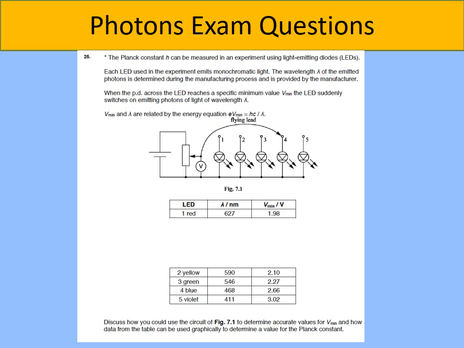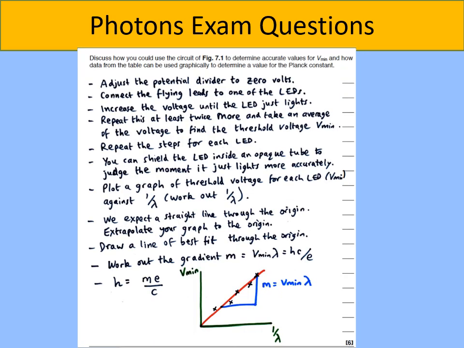There we have some different types of LEDs with their wavelengths, which is given by the manufacturer, and you have the V min, which is just the same as the threshold voltage. So what we really need to do is make sure that we write the steps or the method in which we're going to undertake this practical, and then write a number of steps where we talk about how we actually calculate the Planck's constant from our data.